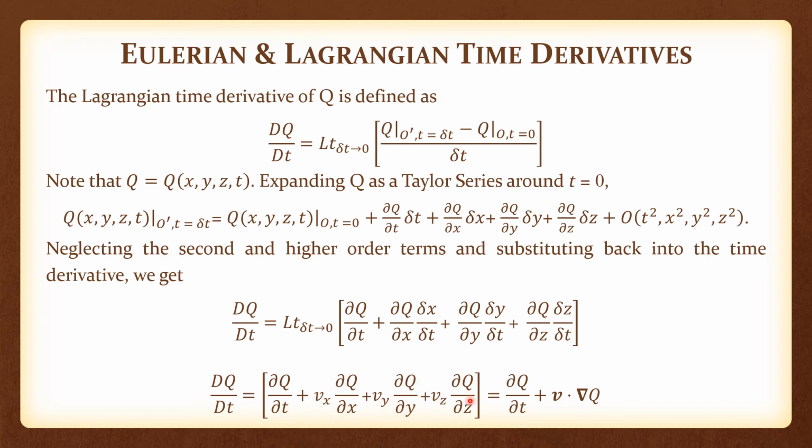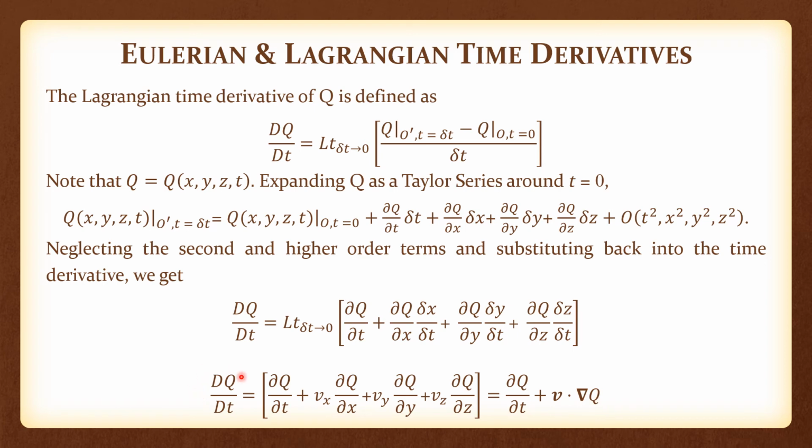And as you can see, this is a dot product or inner product of v vector, the velocity vector, and the vector which is basically the gradient of q, dou x of q i plus dou y of q j plus dou z of q k. So this is simply v dot del q.